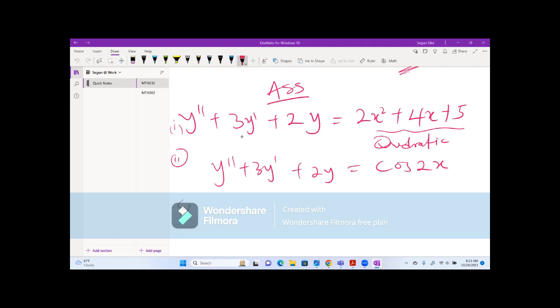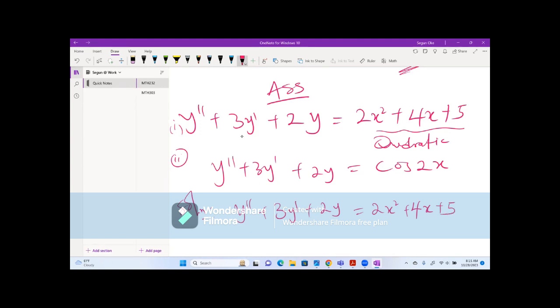Okay, solution. Let's look at the solution one. For those that made attempts, you can cross-check your own answer based on what we are going to do now, so that it will also have impact. Okay. The statement says y prime prime plus 3y prime plus 2y equals 2x squared plus 4x plus 5.